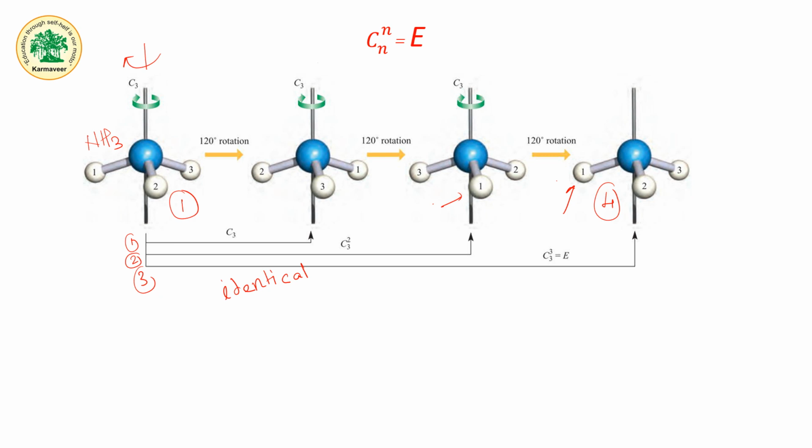So this equation, that is Cn raised to n is equal to E, is valid for any type of rotation, be it C2 raised to 2 or C4 raised to 4. Two C2 operations will lead to E, or four operations of C4 will lead to identity. So that is the E operation.